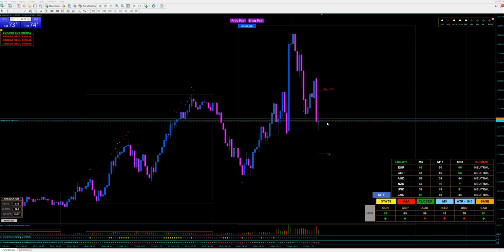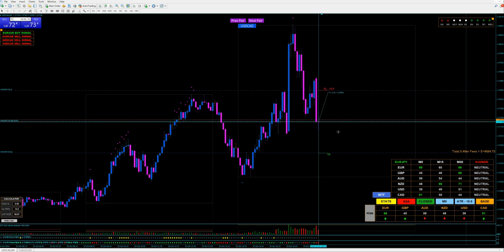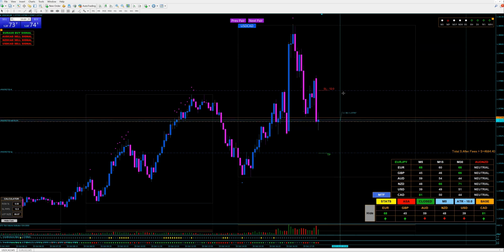Hey guys, going in for my last trade of the day. I went ahead and took this one right at target. 12 pip stop loss, 12 pip. Oh my gosh, I got to get off this computer. 12 pip take profit. And you can see I'm using the auto support and resistance, which is based on ATR.